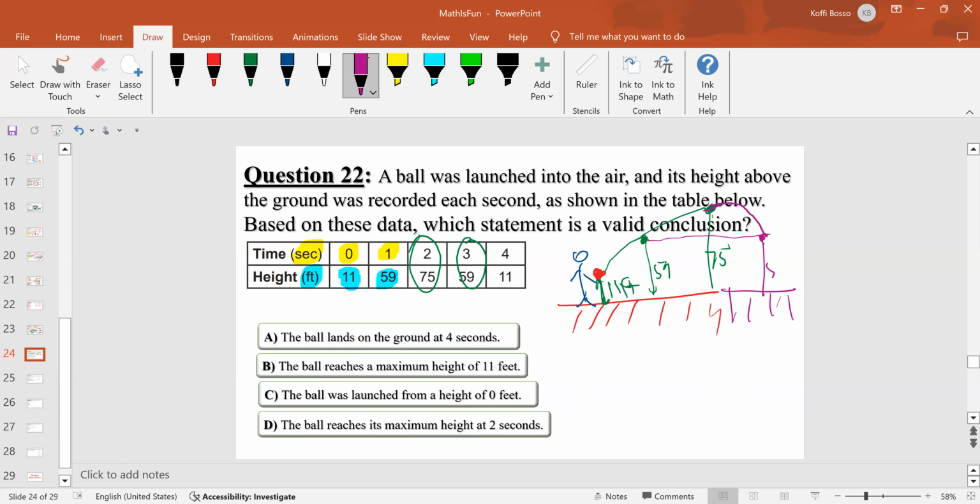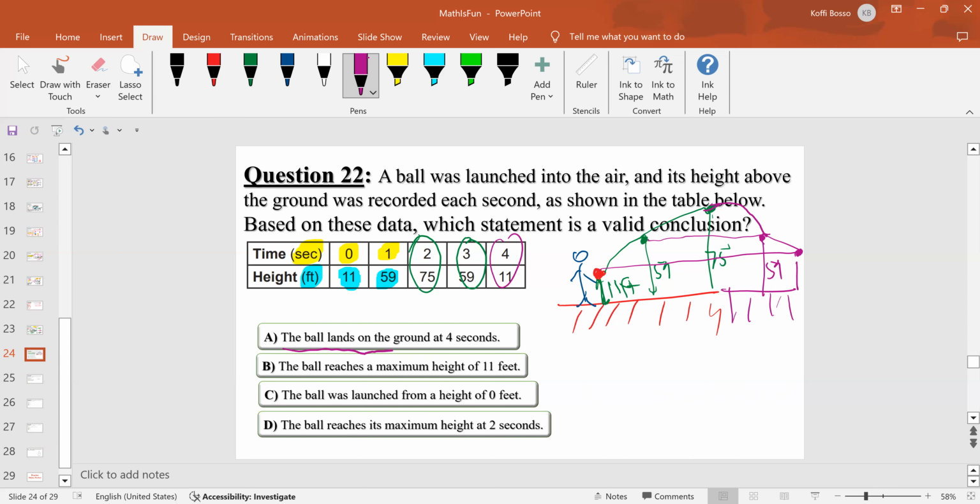Yes, 59. Okay, and at the 4 seconds, same level to the beginning. So yeah, something here. So 11. Okay, 11 feet. Okay, so this is the diagram.